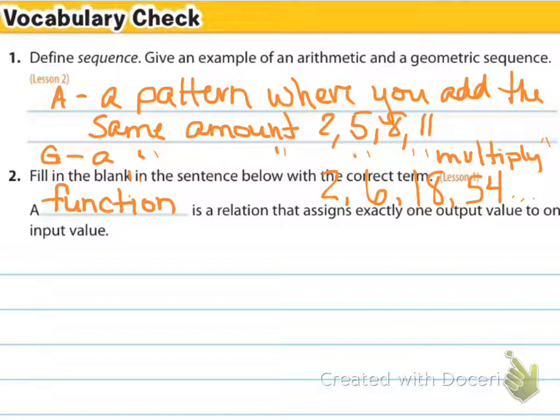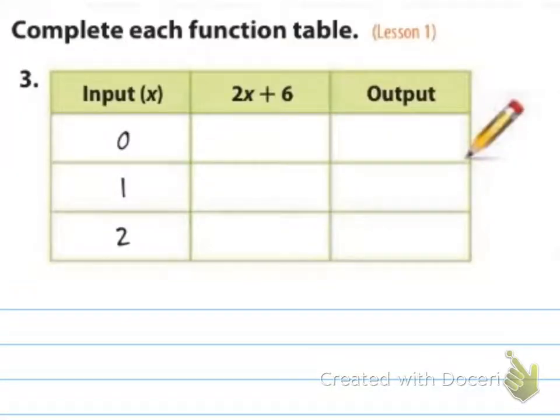Number 2 says fill in the blank with the correct term, and it says a function is a relation that assigns exactly one output value to one input value. That is our function. That's the whole thing we're working on right now. So complete each function table. It gives us the input values for x, 0, 1, and 2, which are my favorite numbers to use. Then it gives us the function. Remember that we can write function with our little italicized f. And then we are finding our output values.